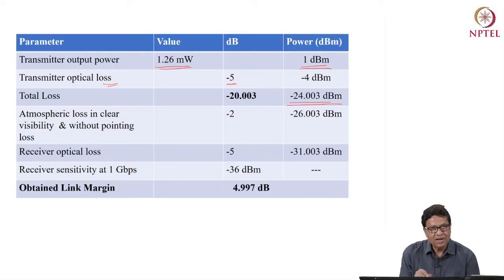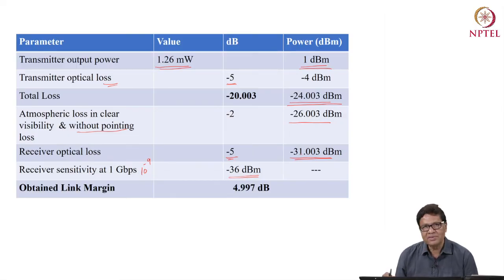Then there is loss in clear visibility and without pointing loss. I'm assuming that there is clear weather and there is no pointing loss. So because of that, a factor of minus 2 dB, which makes it minus 26 dBm. And then receive optical loss at the receiver, where you have the receive aperture or some lens arrangement. There's a loss of minus 5, so that makes it minus 31. And the minimum power I require for 1 gigabit per second at a distance of 1 kilometer and at a bit error rate of 10 to the minus 9 is minus 36 dBm.